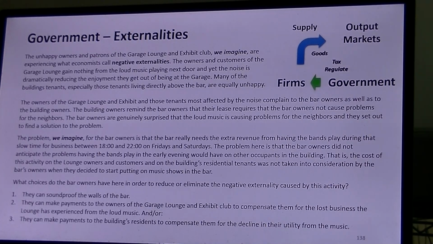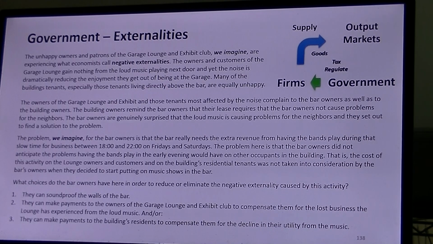So the loud noise bothers the tenants in the building and bothers the people at the garage lounge next door. That's a negative externality. Those people are not benefiting. They're not attending the music. They may not even want to listen to the music, but they're negatively affected by it. That's called the negative externality.